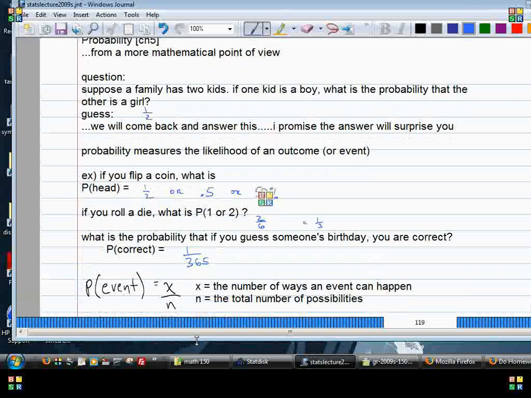Okay. So, what is probability? The probability of an event is x over n. So x is the number of ways an event can happen, and n is the total number of possibilities. In some cases, you could also think of this as f over n, where f is the frequency. We used that definition earlier in the semester. These all amount to the same thing.